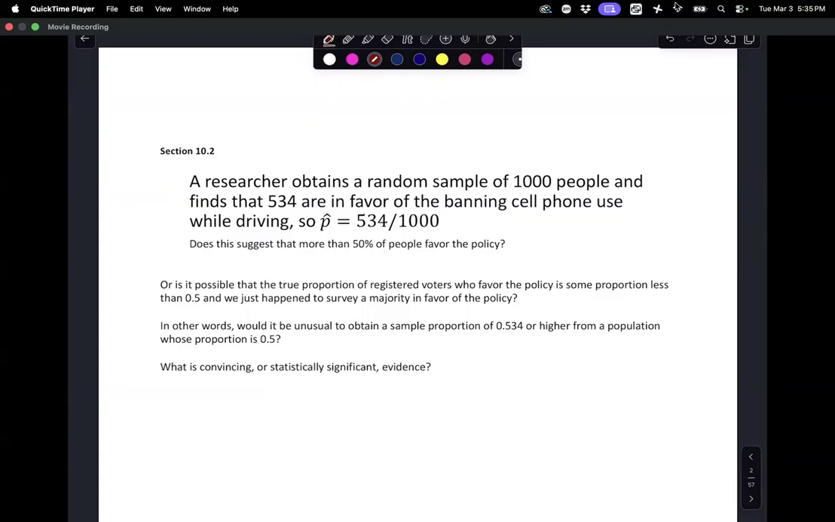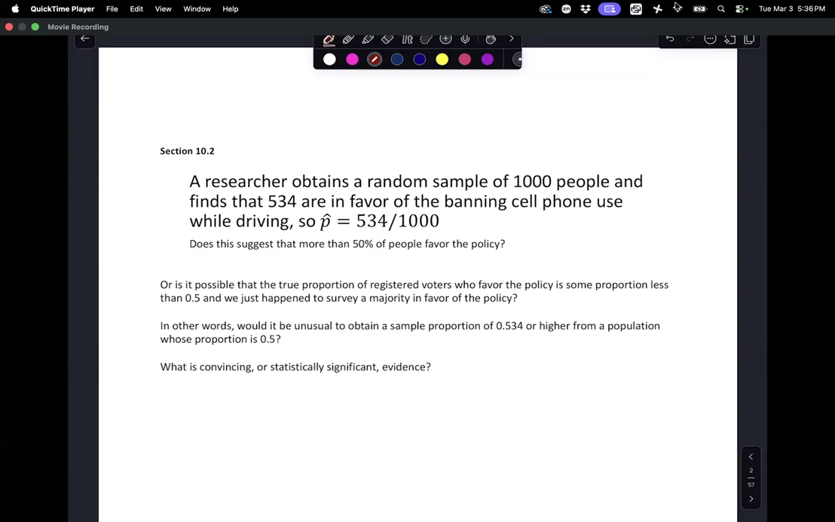So we have a random sample of 1,000 people, and 534 of them said that they are in favor of banning cell phone use while driving. So that's 53.4%. So what we're looking at here is, could the true proportion be less than 50%? Or do we just happen to have a survey that has more than 50% agreeing that they should ban cell phone use?